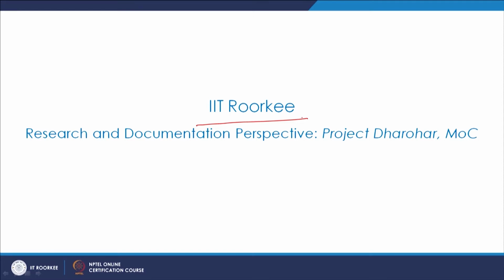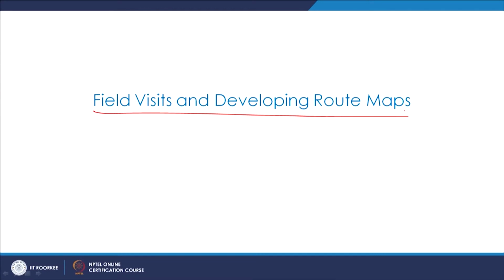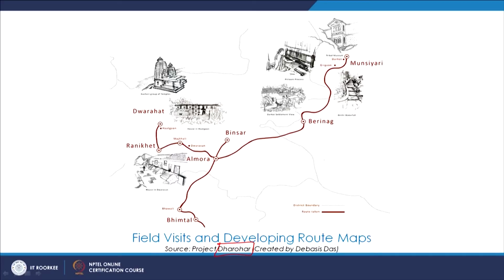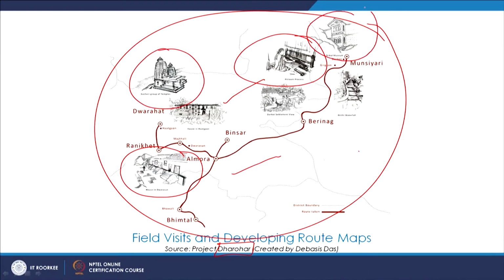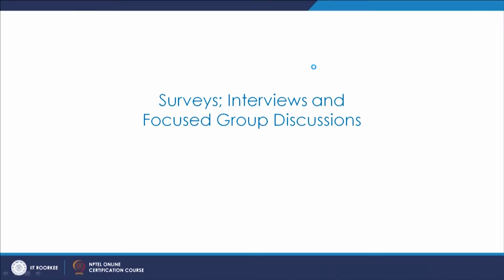And talking about IIT Roorkee now, because we have already discussed all this, I'm just visually flipping through them and just telling the keywords of what we already covered. Field visits and developing the route maps, that's how the team worked for this project Dharohar, and we created these route maps. So very interesting routes, the identified interior architecture, build forms and craft forms, and all these, mapping them, documenting them, and then creating these interesting outputs, followed by surveys, interviews, and the focus group discussions.